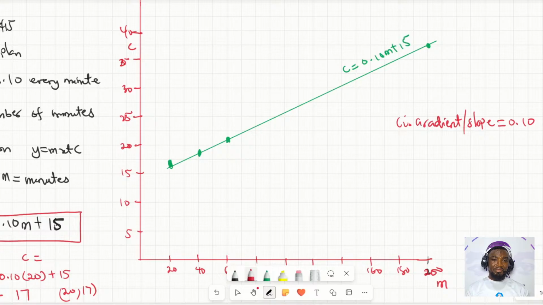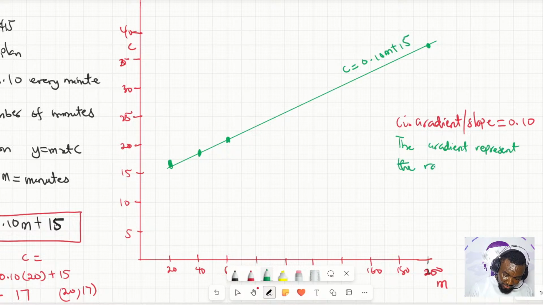But then you've been given a model question. We are talking about the cost of probably a phone call and the amount of money the person pays. So we must be able to write it in terms of that, right? So we can say that the gradient represents the rate of change.